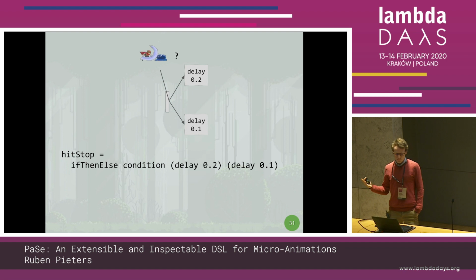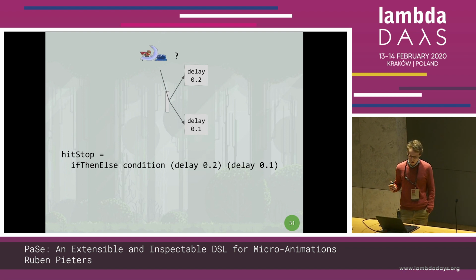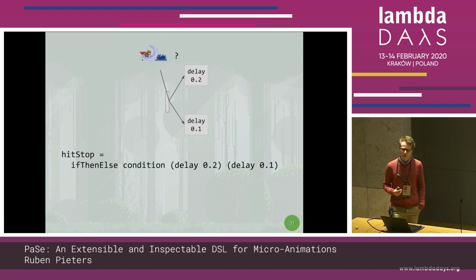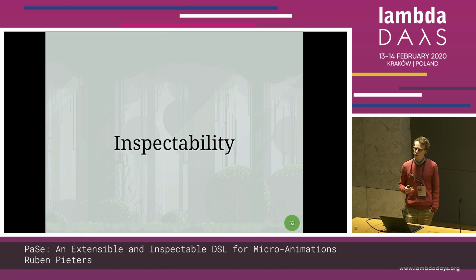You might wonder, well, Haskell already has an if-then-else construct. Can't we reuse that one in our animations? The answer is yes, you definitely can. But the thing is that you might not always want to. The reason for that ties in with the next point that I want to talk about, which is inspectability for DSLs. So what is inspectability?